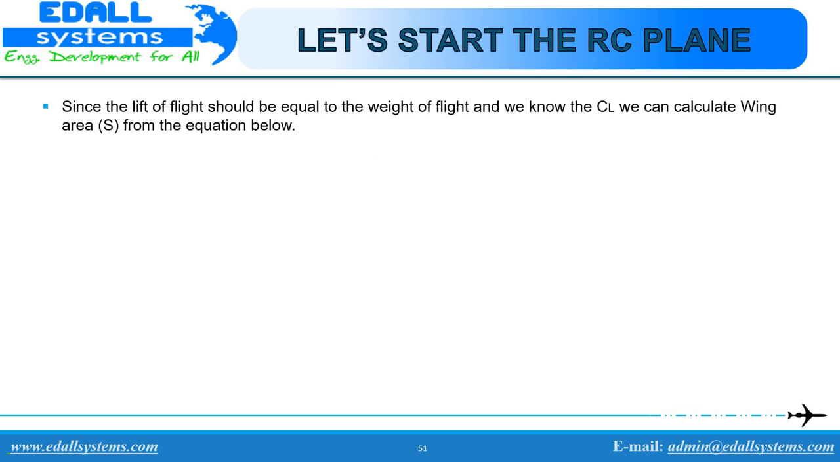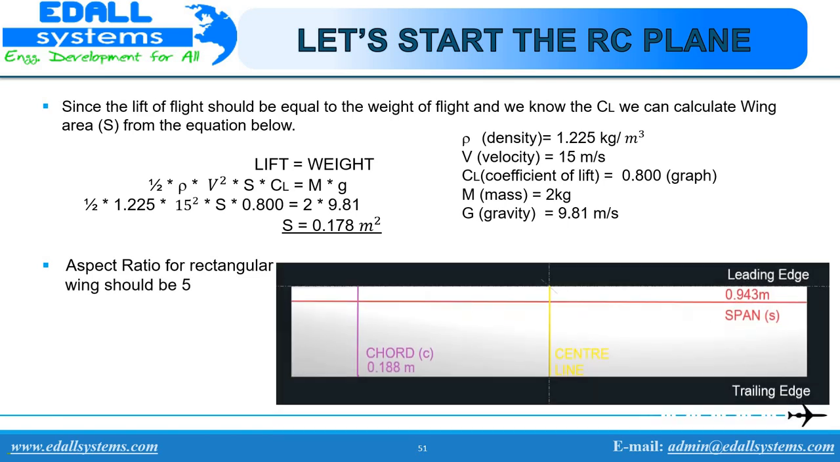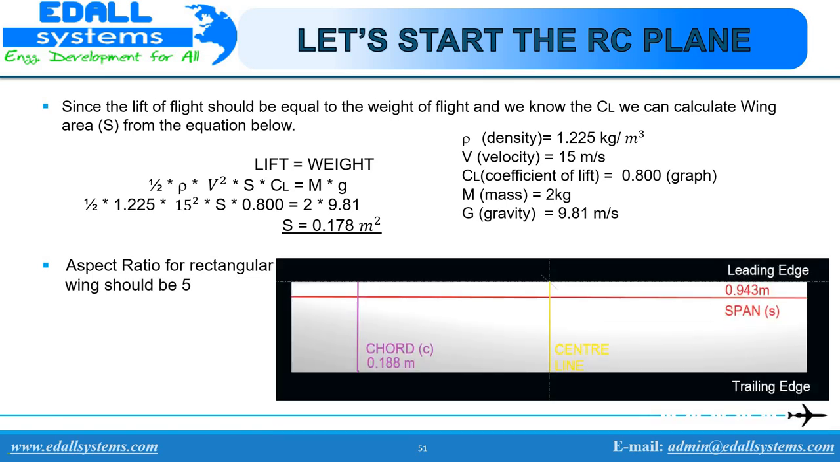Hence, we will use this CL value in the lift to weight equation to find out the wing area needed for our flight. We consider the velocity as 15 meters per second, mass as 2 kg, density as 1.225 kg per meter cube, and gravity as 9.81 meters per second squared. Hence, we get the wing area as 0.178 meter square. According to the rule of thumb, the aspect ratio of a rectangular wing should be 5. Hence, with the equation aspect ratio is equal to span square by area, we get the span as 0.943 meter.